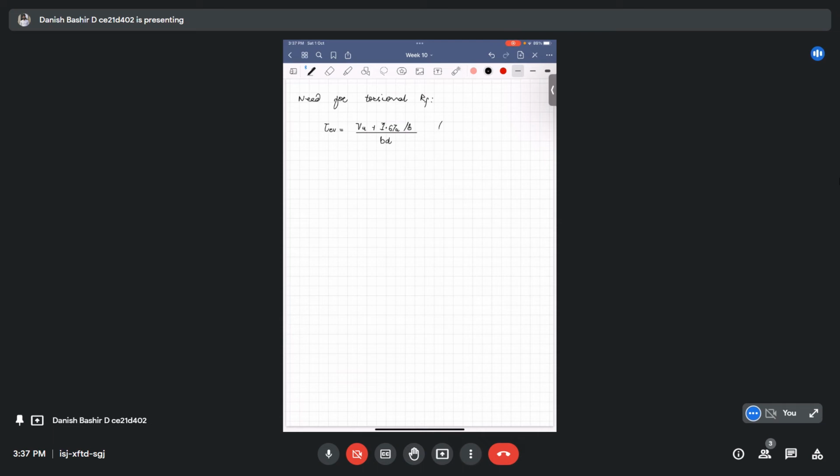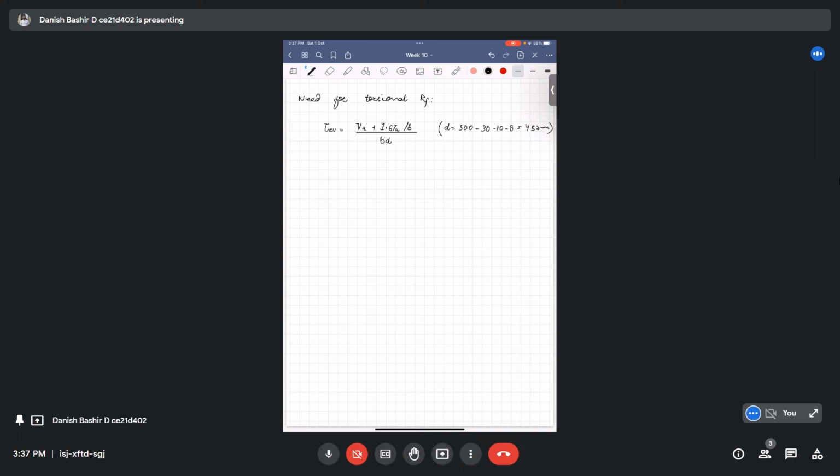So let's first calculate the effective depth value, D. D will be 500 minus, we will assume 30 clear cover, and we will assume 10 mm stirrup and 16 mm bars, that will be 16 by 2, 8. Okay, we will get it as 452 mm.